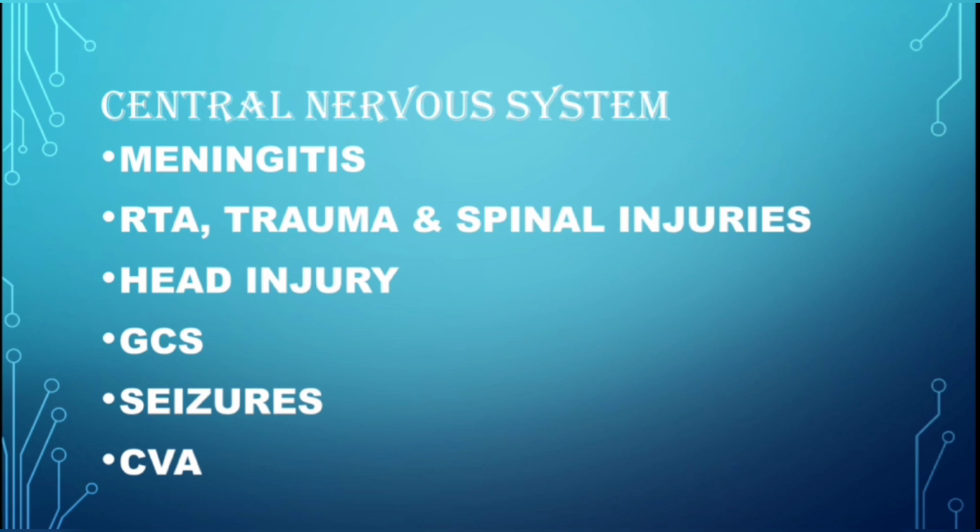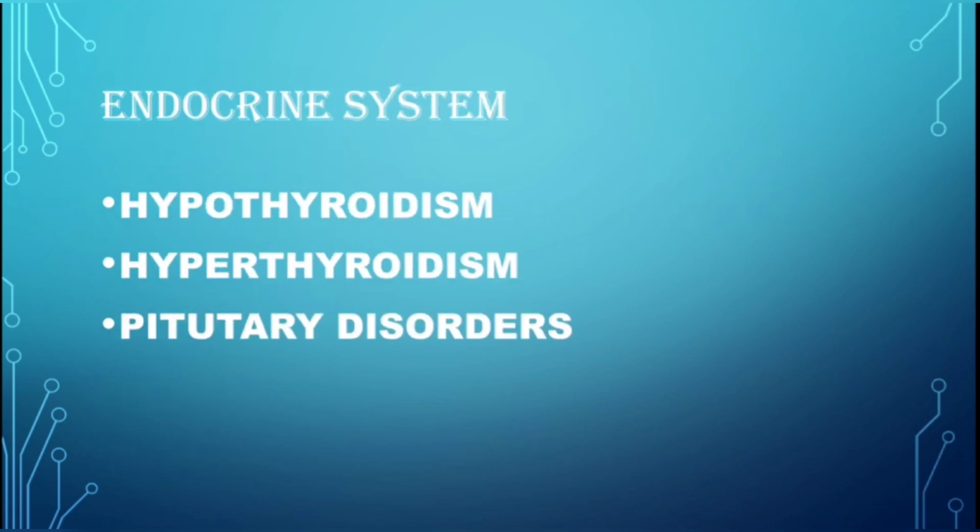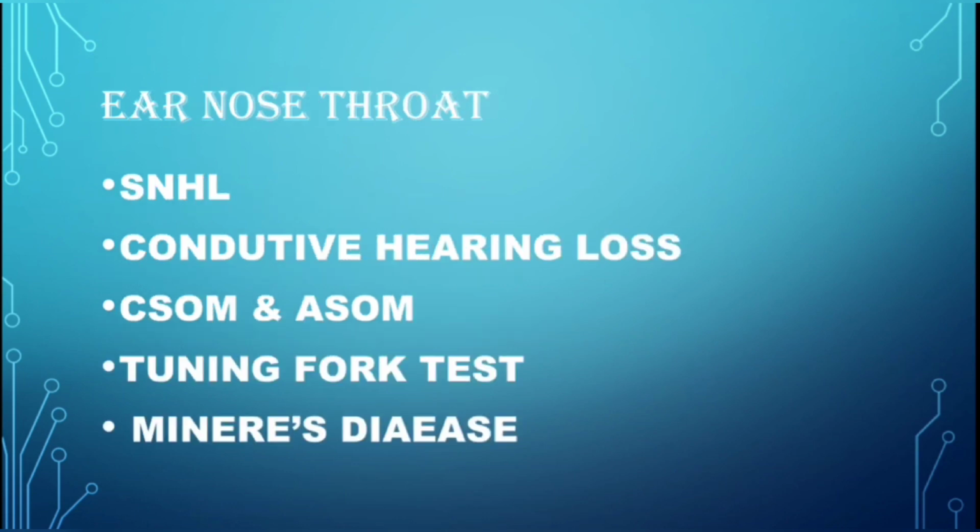Central nervous system related topics like meningitis, road traffic accident, trauma and spinal injuries, head injury. Then coming to GCS, the Glasgow Coma Scale. Now types of seizures, status epilepticus, generalized tonic-clonic seizures, cerebrovascular accident. These are related to the central nervous system. Coming to the endocrine system or the glands, pituitary disorders like pituitary adenoma and acromegaly, hypothyroidism, hyperthyroidism. These are important topics from the endocrine system.